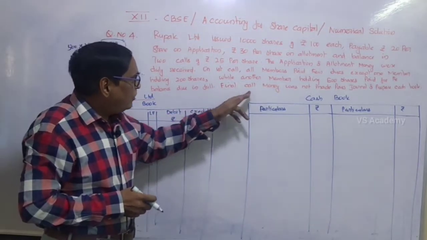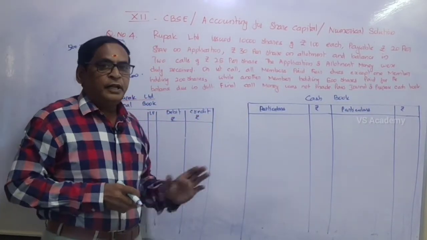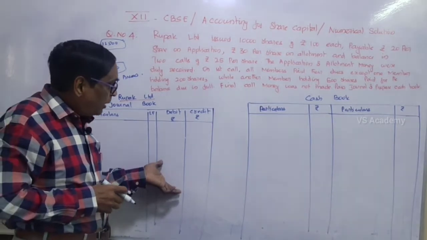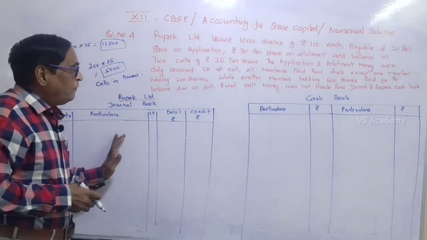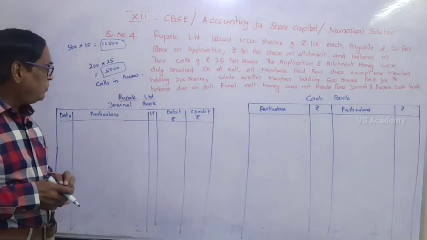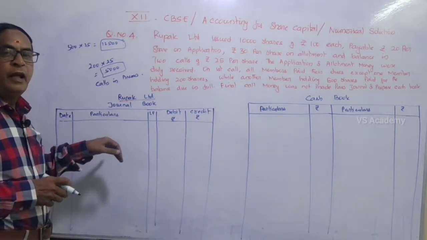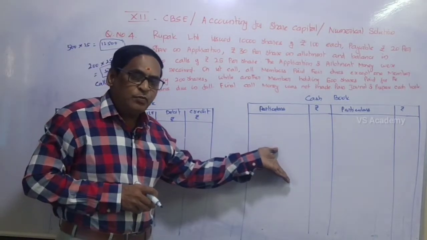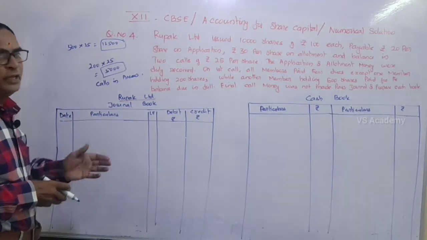And then final call money was not made, pass journal entry and prepare cash book. Here we have to prepare journal entries, and along with that cash book we have to prepare. If we are required to prepare cash book, no need of entering all the entries. Only amount received, all the amount received will be entered in the cash book, and then due entry and transfer entry only will be entered in the journal book.